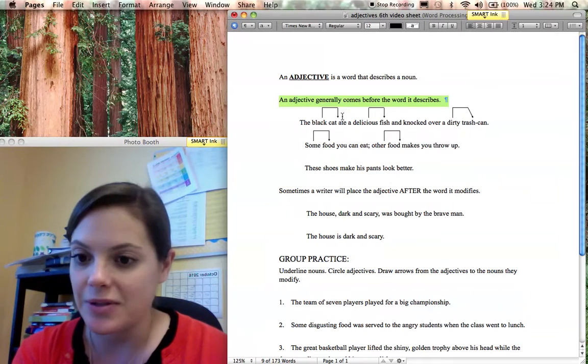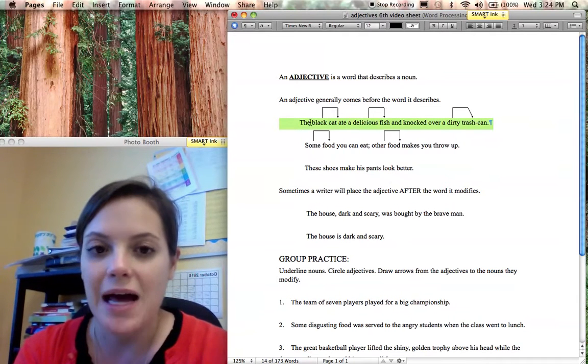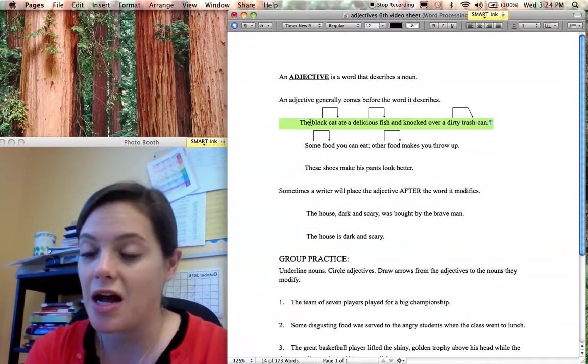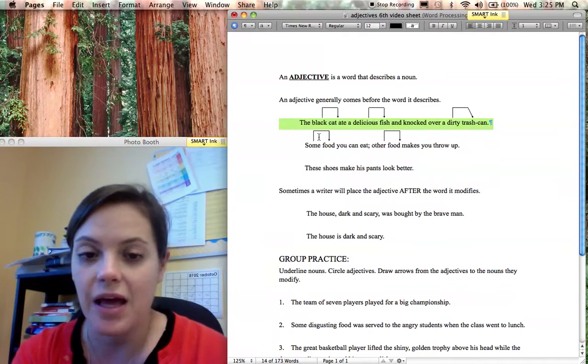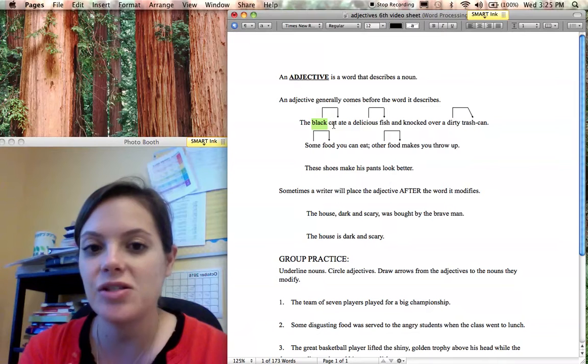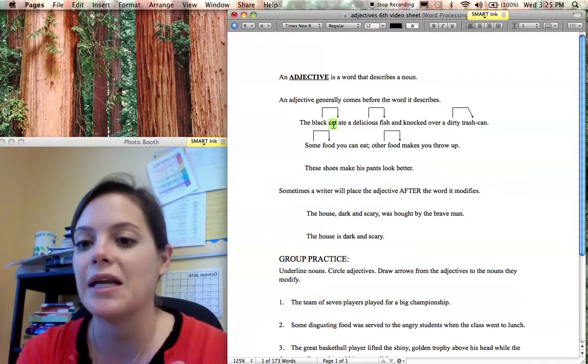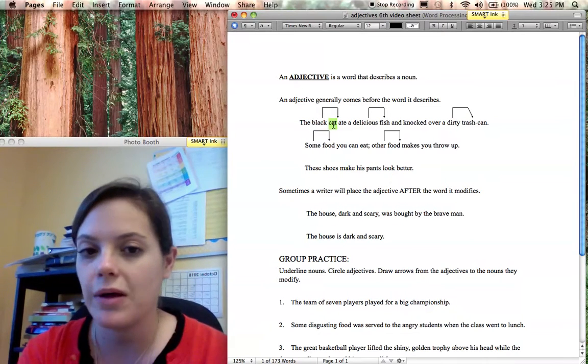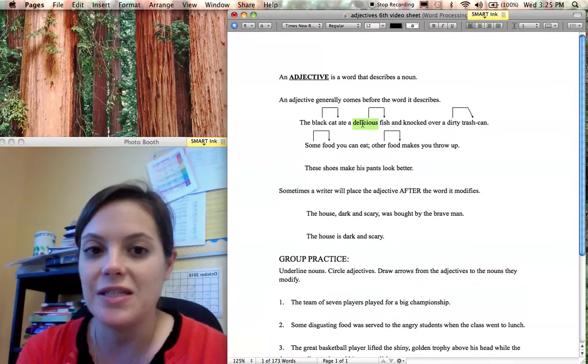So, a couple examples here. Our first sentence: the black cat ate a delicious fish and knocked over a dirty trash can. My first adjective is the word black, and it's describing my cat. So it tells me what kind of cat it is. It's a black cat. Now I also have another adjective, delicious.